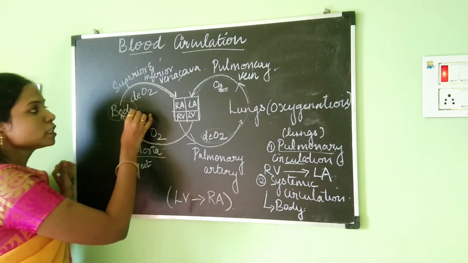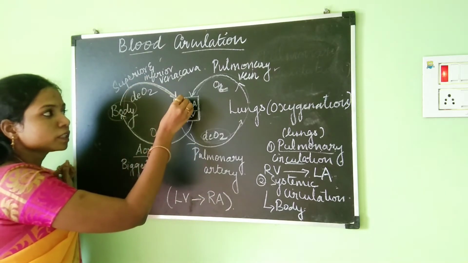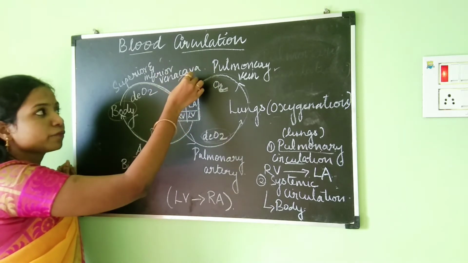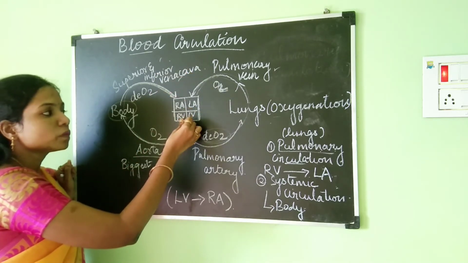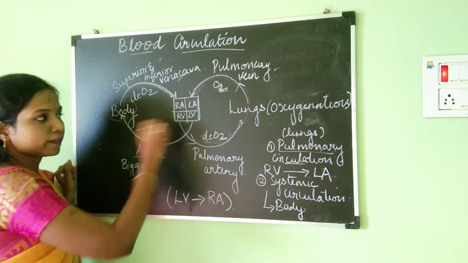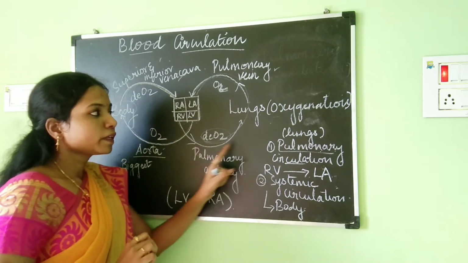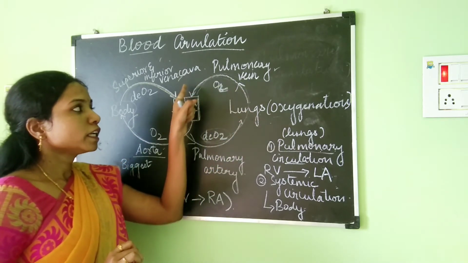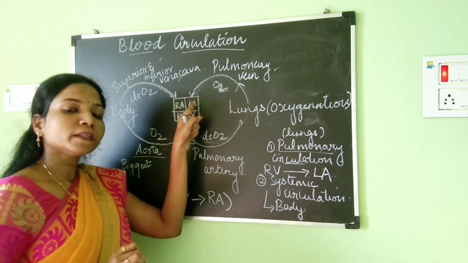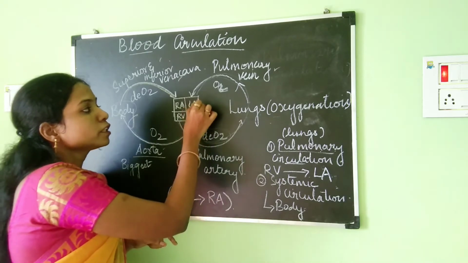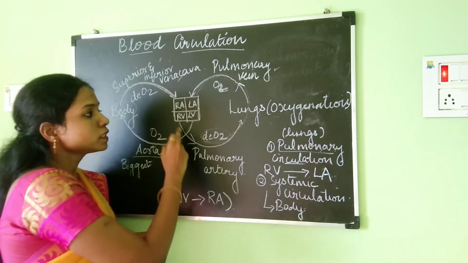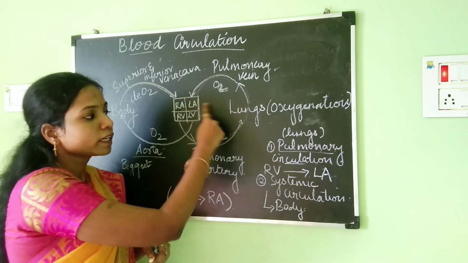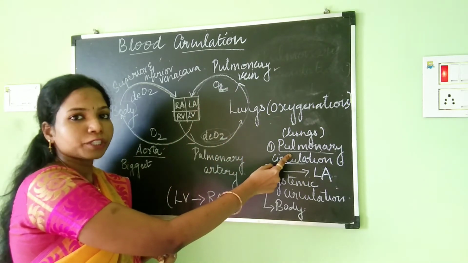From the body, whatever deoxygenated blood is there is sent into the right auricle by the superior and inferior vena cava. The right auricle will send the blood into the right ventricle, and from the right ventricle, the deoxygenated blood will go into the lungs. From the lungs, it will be purified and sent back into the heart, into the left auricle. So this circulation, starting from the right ventricle and ending in the left auricle, is known as pulmonary circulation.